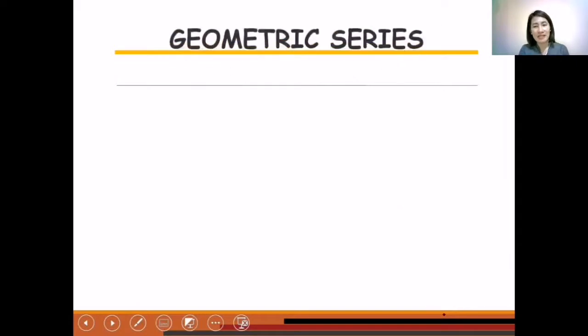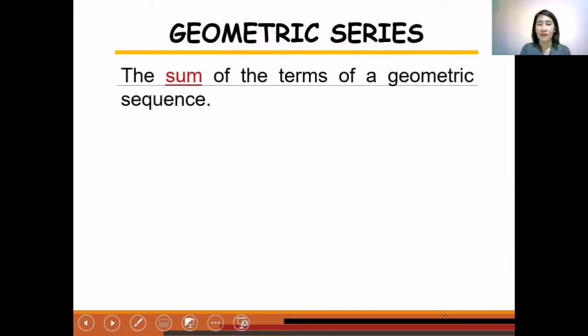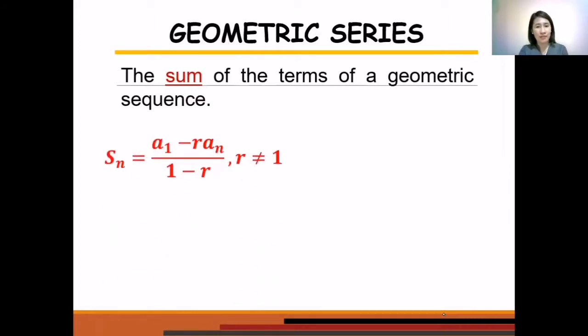Let us now have series naman. So again, it's just the same. We have the same terms, but this time we're going to add up the terms. So this is the formula used for geometric series. We have S sub n is equal to a sub 1 minus r times a sub n, that is the last term of the sequence, over 1 minus r.